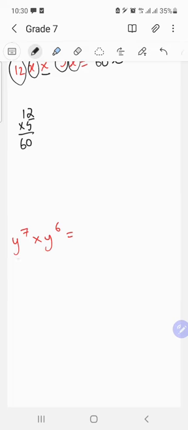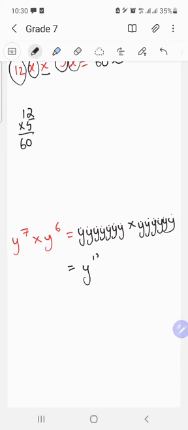We have to see how many y's I have here. I have 7 y, so I write 1, 2, 3, 4, 5, 6, 7. I'm multiplying by 6y: 1, 2, 3, 4, 5, 6. When we do this kind of multiplication, I have to add the total: 1, 2, 3, 4, 5, 6, 7, 8, 9, 10, 11, 12, 13. So it becomes y power 13.